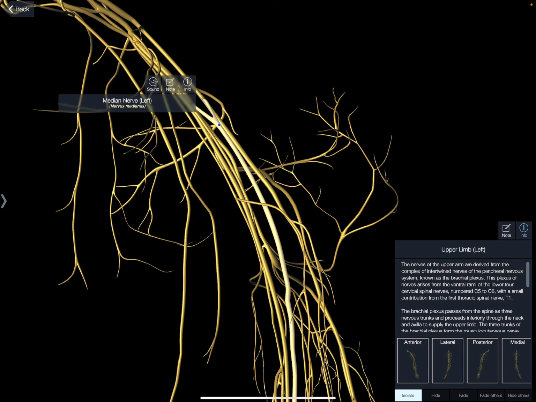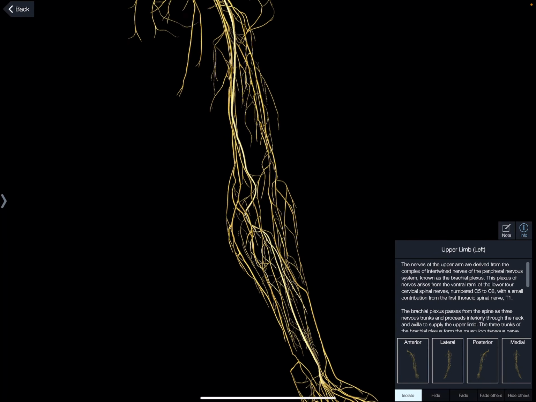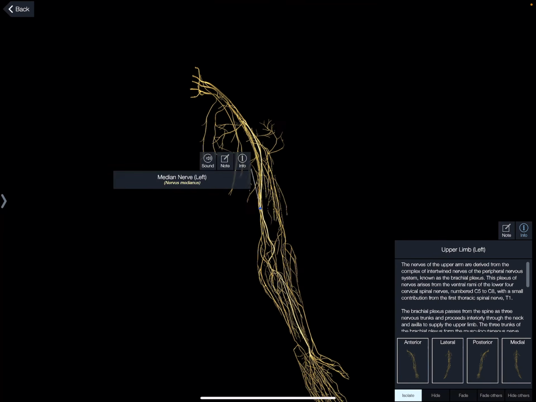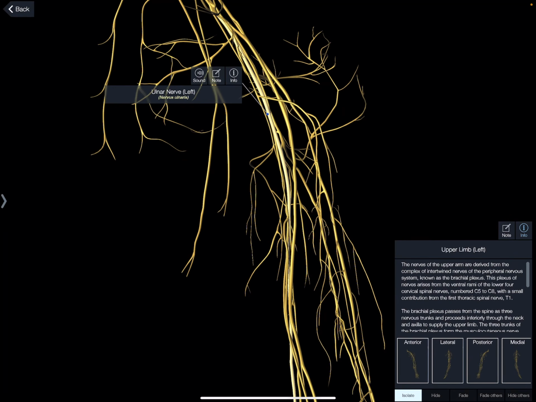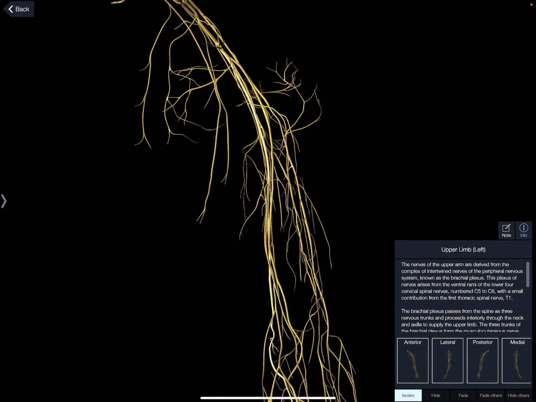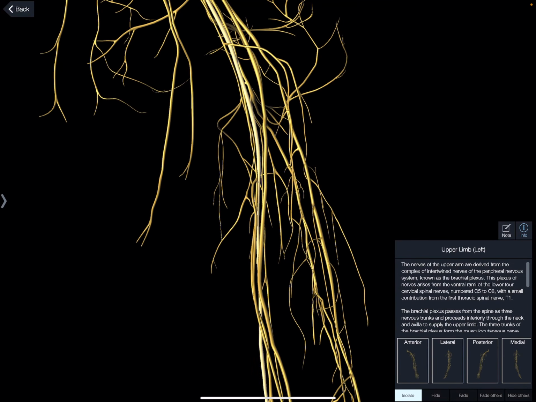We've got the median nerve here, which you can see moves down, and that's important for wrist flexors, forearm flexors. We've got the ulnar nerve here, which you can see travels down behind the elbow here and goes to the forearm.